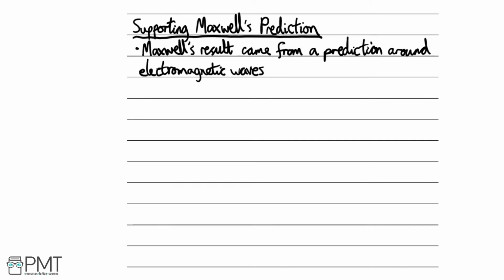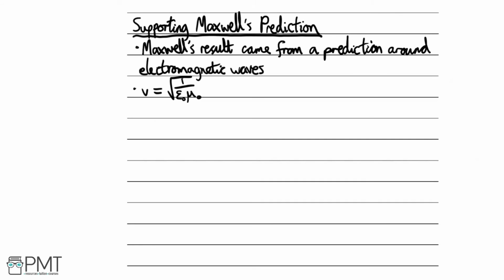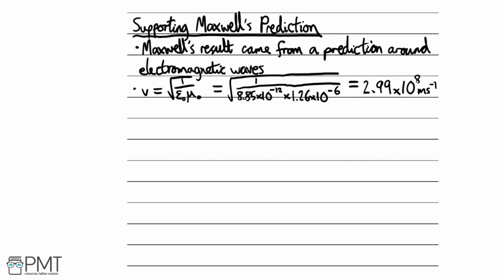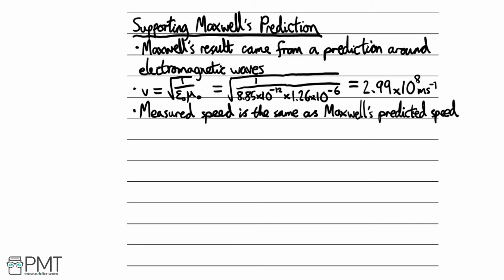What we can then do is use that equation from the top, or that expression involving the permittivity of free space and the permeability of free space. So we can substitute in values from the data booklet, and from that we obtain a value of 2.99 times 10 to the power of 8. So what we find there is that the speed of the radio waves is the same as the predicted speed from Maxwell's equation. And that completes our second section.